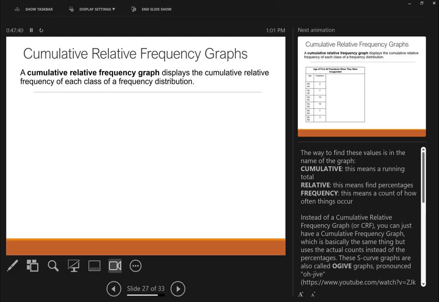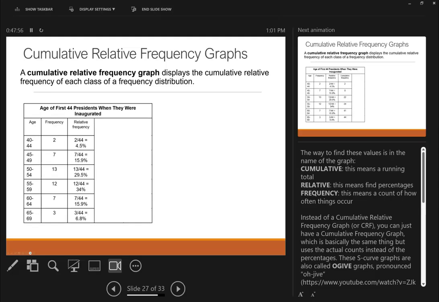So another type of graph that we often use to calculate percentiles, or to approximate percentiles, is something called a cumulative relative frequency graph. Here's grouped data for the first 44 presidents and the age they were when they were inaugurated.